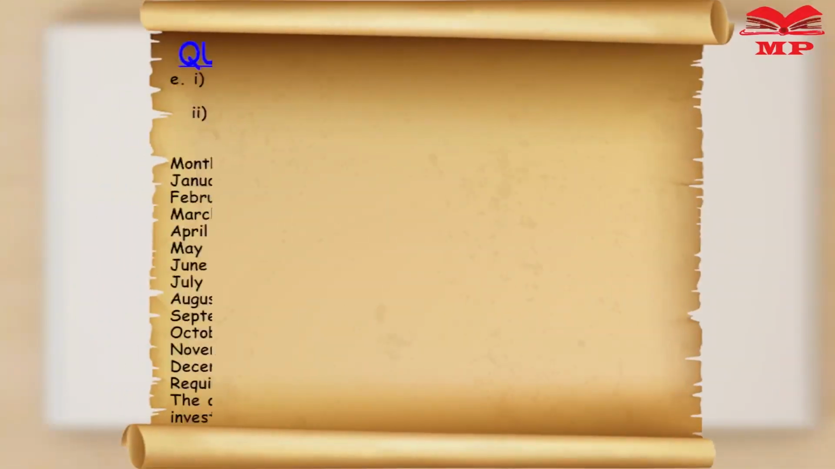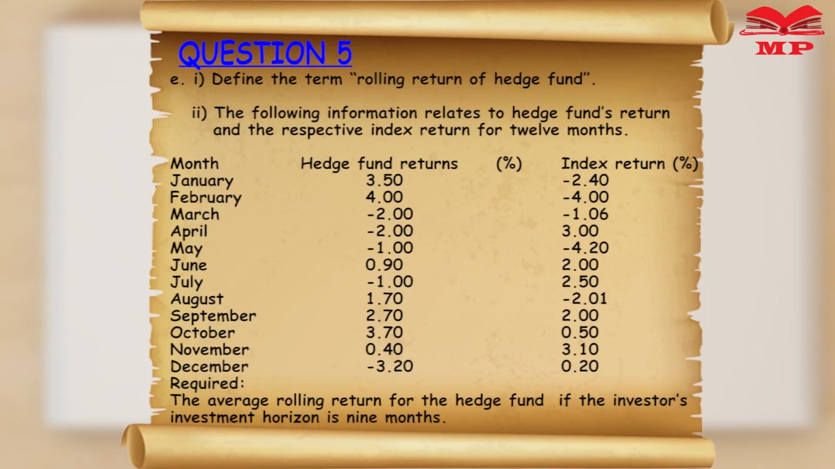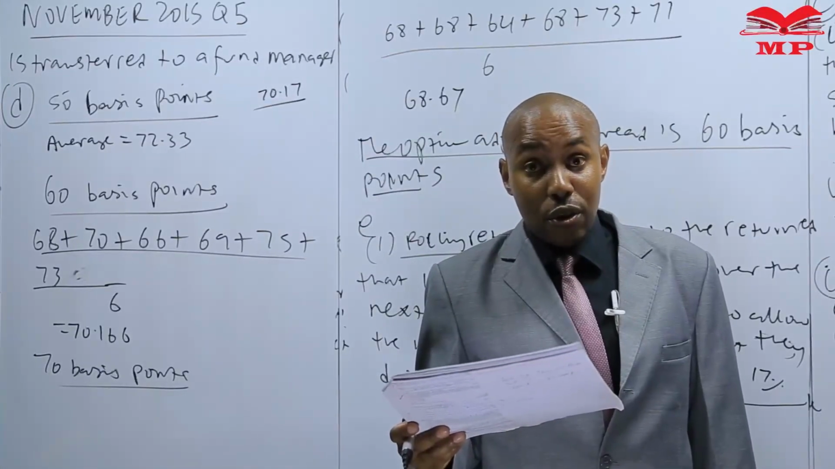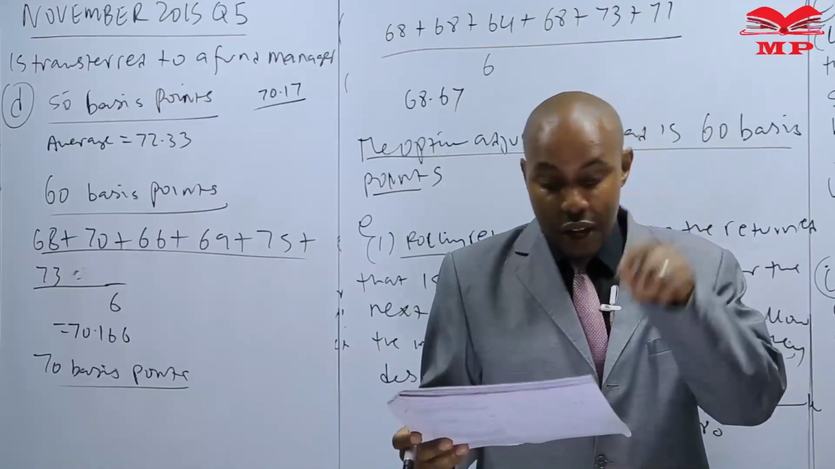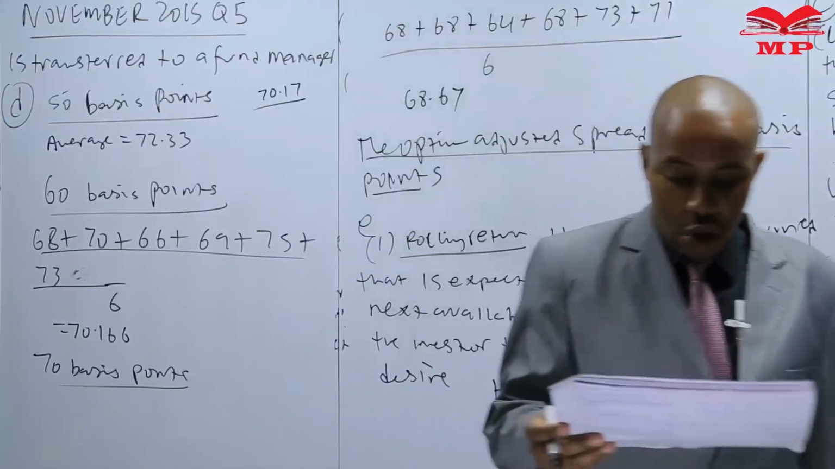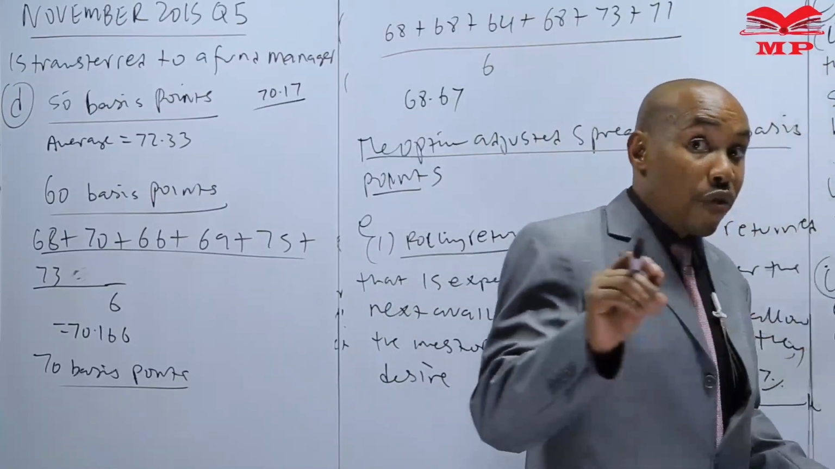Part 2 is asking: the following information relates to the hedge fund returns and the respective index returns for the 12 months, from January all through to December. The hedge fund returns and index returns are also provided. Required: the average rolling return for the hedge fund if the investor's investment horizon is 9 months. So that means we will have to go all the way through to September only. We are going to focus on the hedge fund, not the index returns, because as per the question we have to go up to September based on the hedge fund returns.